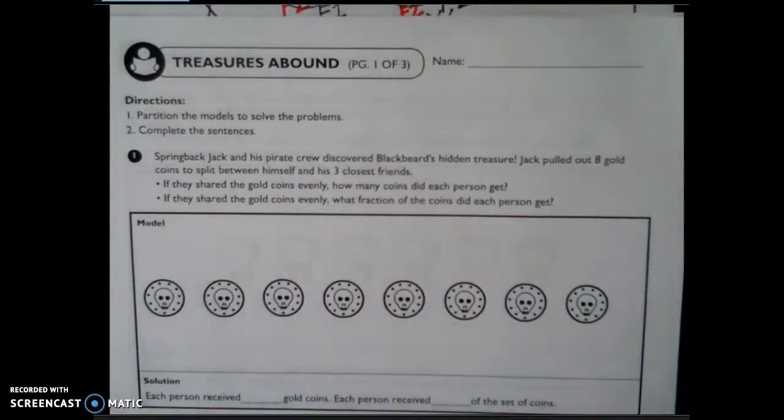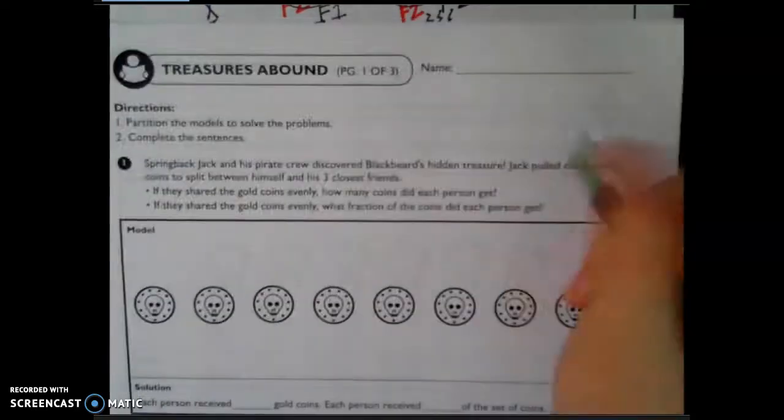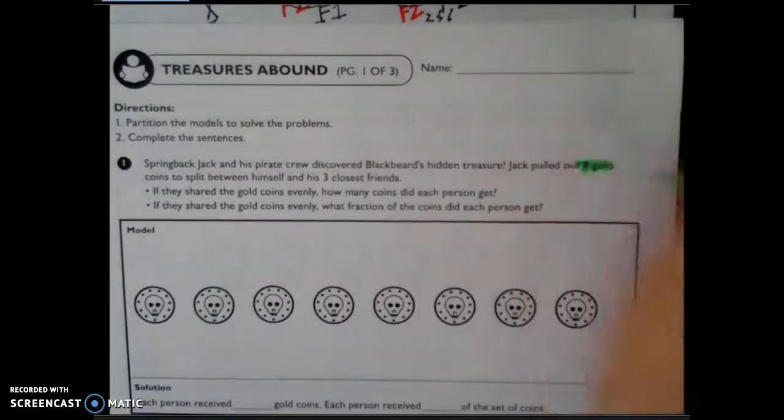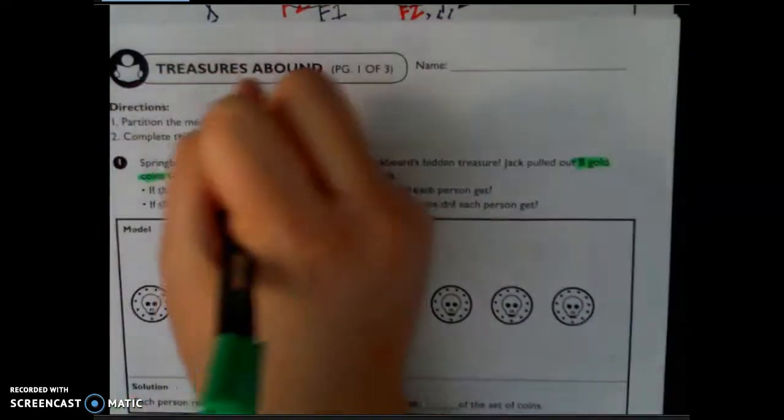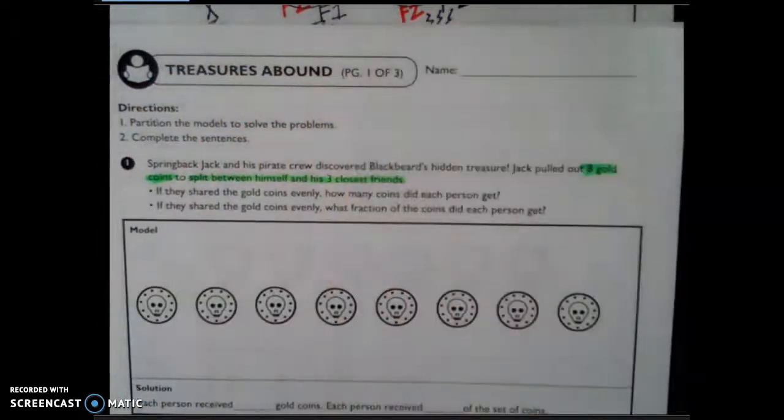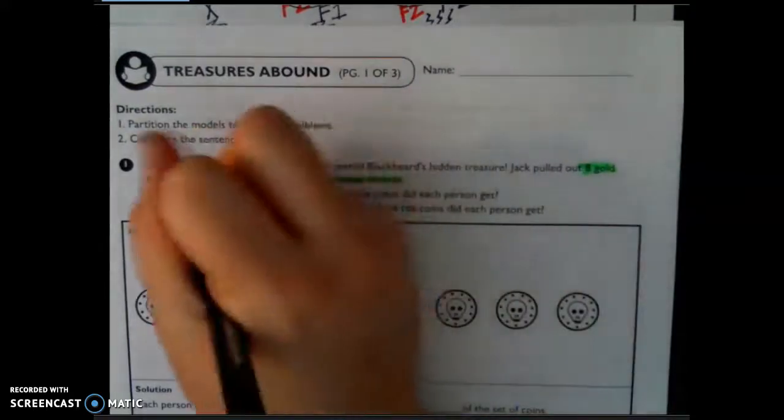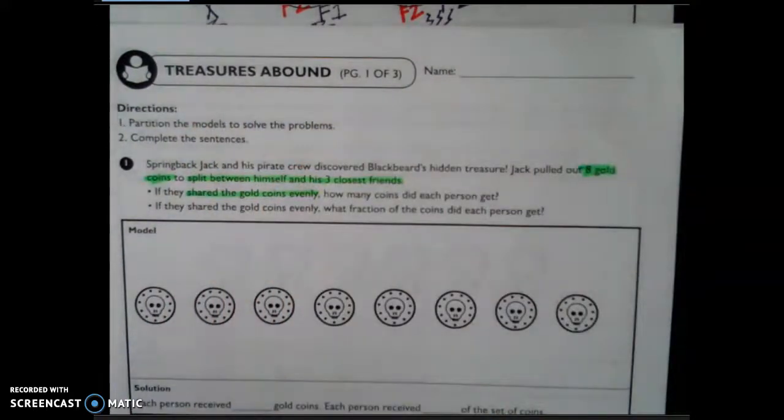Okay? So what's the important information from this problem? He pulled out 8 gold coins to split between himself and his 3 closest friends. They shared the gold coins evenly. That is important to know there. Everyone's going to get the same amount of coins.